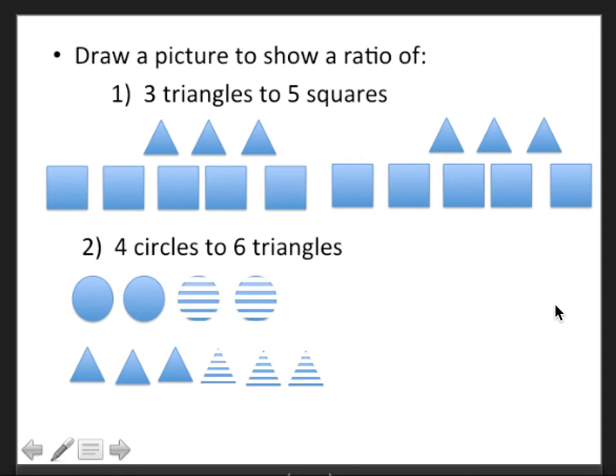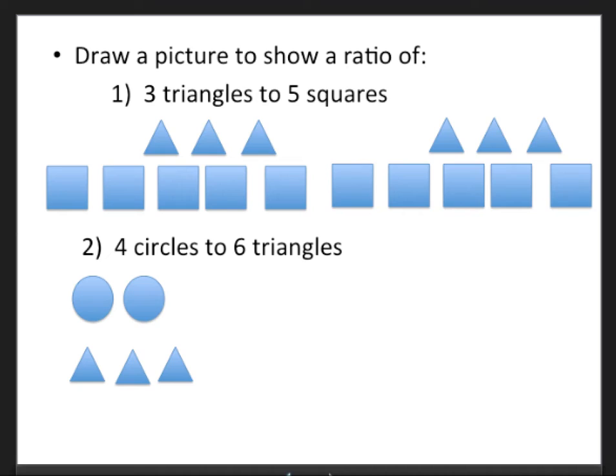So does this also have the same ratio that 4 circles to 6 triangles does? Is this equivalent to this? And the answer is yes, because 4 can be divided by 2, which is 2, and 6 can be divided by 2, which is 3. So the ratio 2 to 3 is equivalent to the ratio 4 to 6. So this would be an equivalent ratio of 4 circles to 6 triangles.